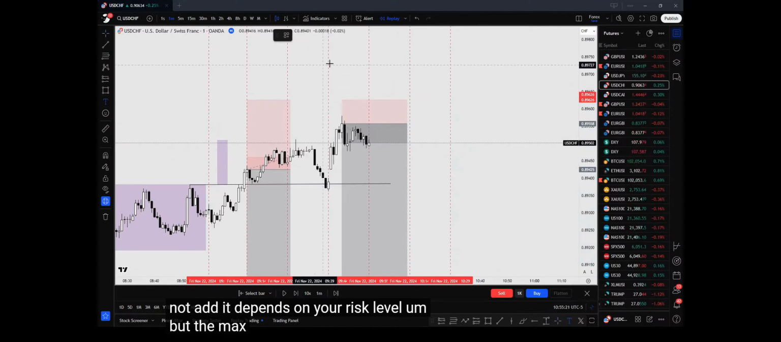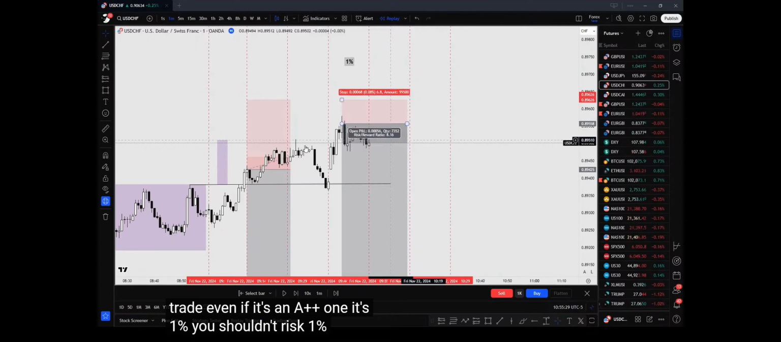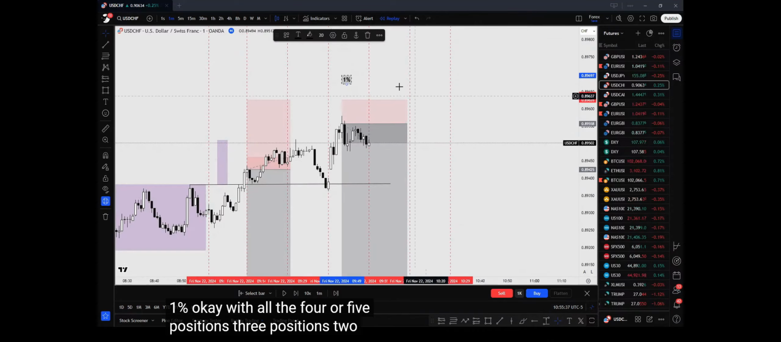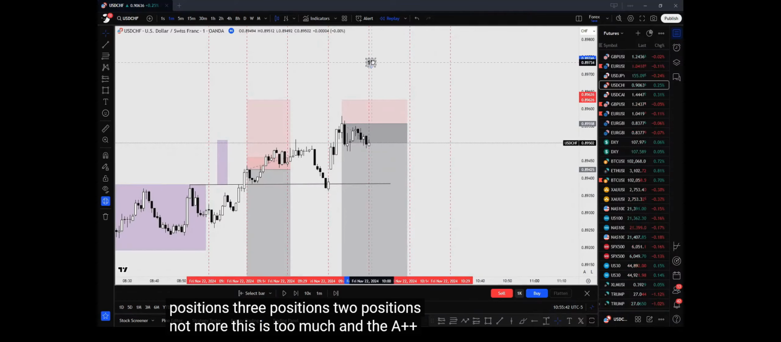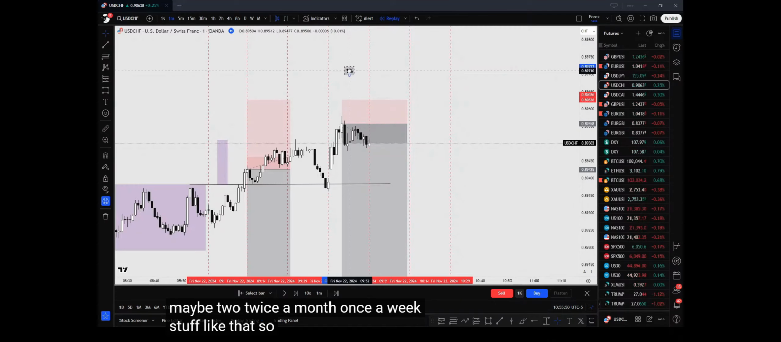But the max that you should risk on each trade, even if it's an A++, is 1%. You shouldn't risk 1% on all the trades. The best trades could be overall 1%. Okay, with all 4 or 5 positions, 3 positions, 2 positions, not more. This is too much. And the A++ setups, or A+ setups, happen maybe twice a month, once a week, stuff like that. So not every trade is an A++.